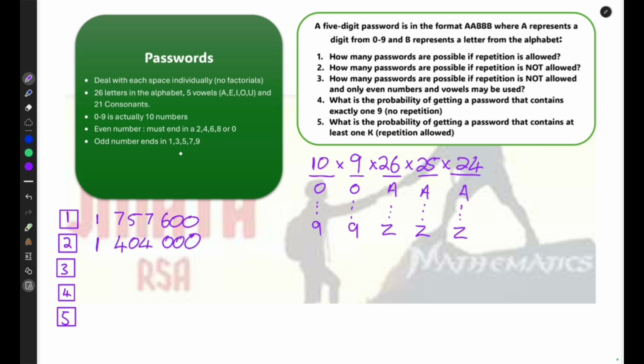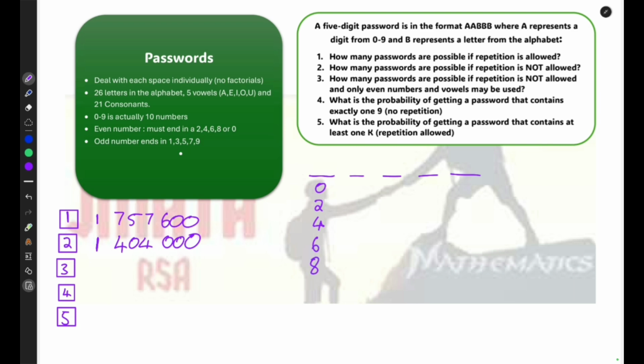Question 3: how many passwords are possible if repetition is not allowed and only even numbers and vowels may be used? Now I must just think clearly. What is allowed in each space? Only even numbers, so 0, 2, 4, 6 and 8, and the same with the second space. Then with the other spaces, only vowels. Back to grade 1 and 2, the vowels are listed there. I know you're a matric, and many of you know this, but there are many students who forgot completely what a vowel is. So this gives me 5 options: A, E, I, O, U.